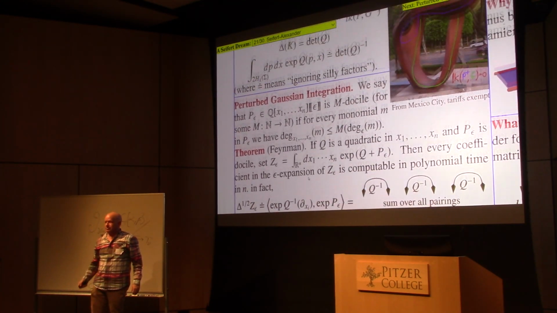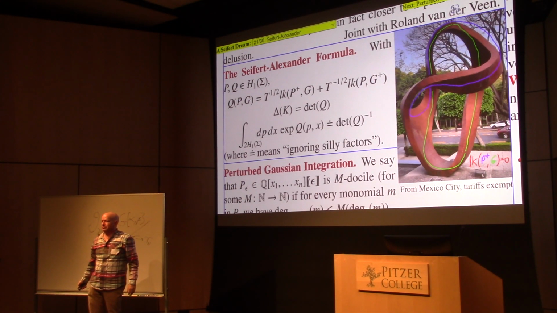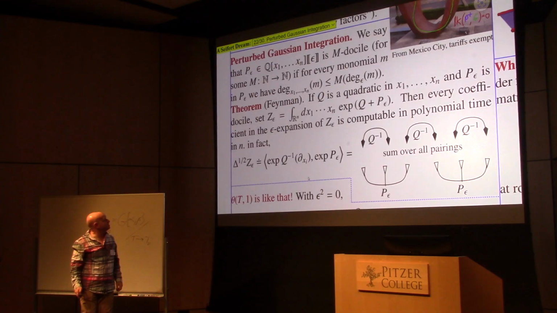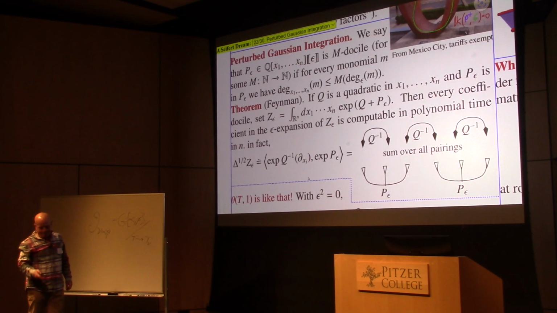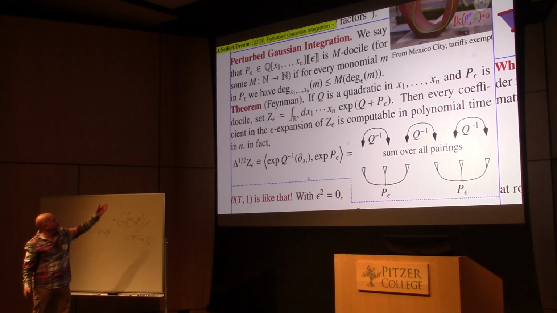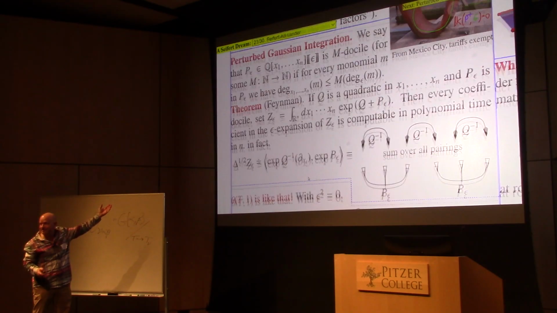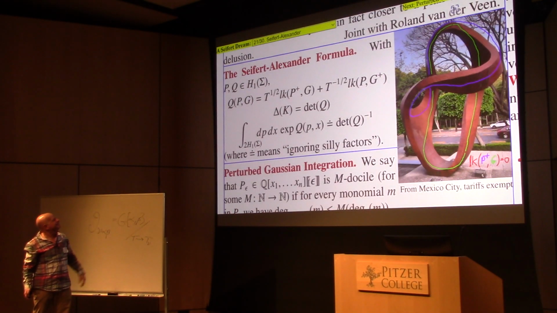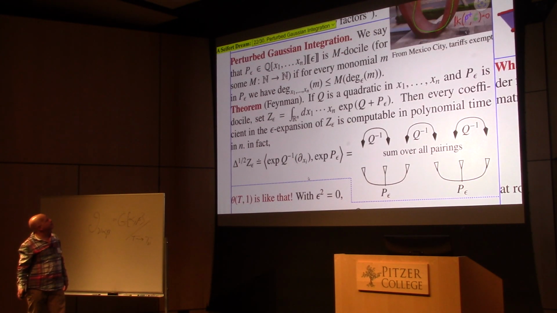Question: with dp and dx, that seems to suggest there's some position and momentum interpretation of this. Yes, it came from some. Yeah, that's the history. You're right. But which one's the position and which one's the momentum? It doesn't matter. At this point, these are just names of variables. Okay? Anyway.